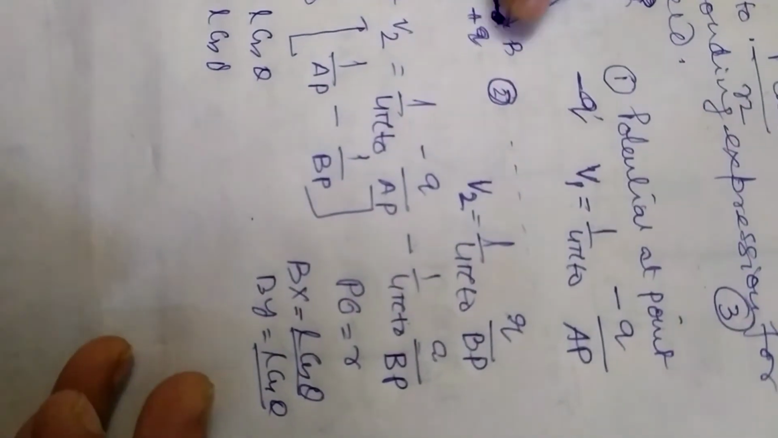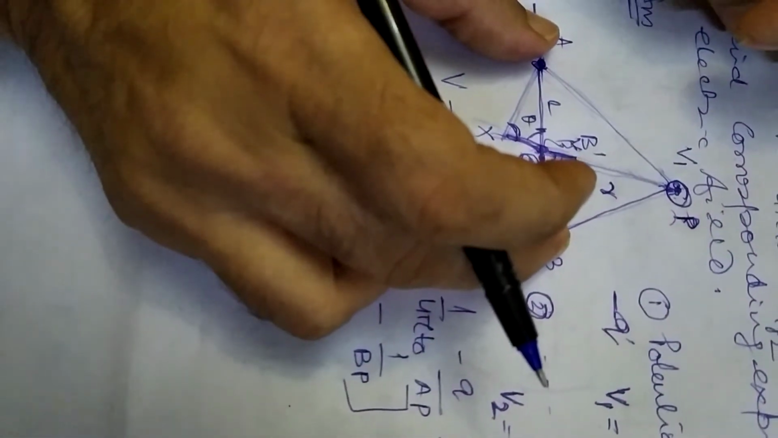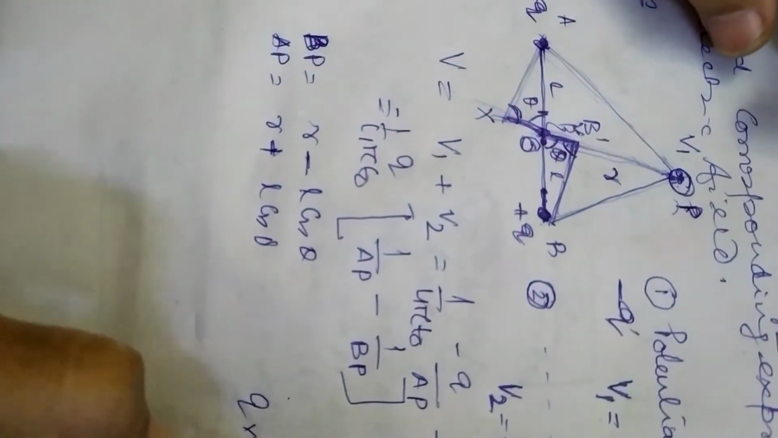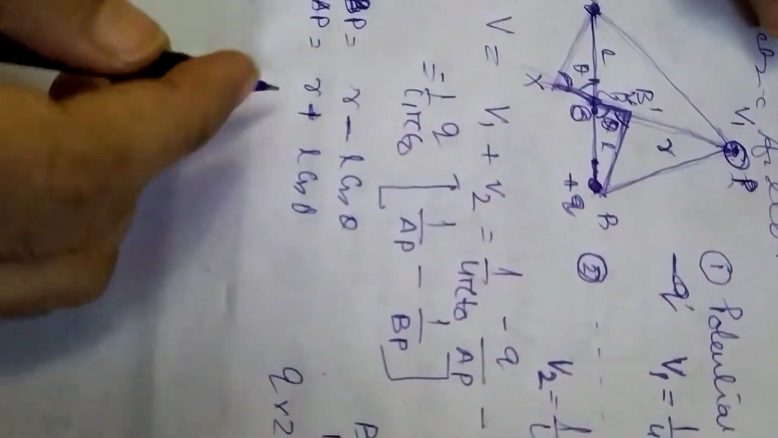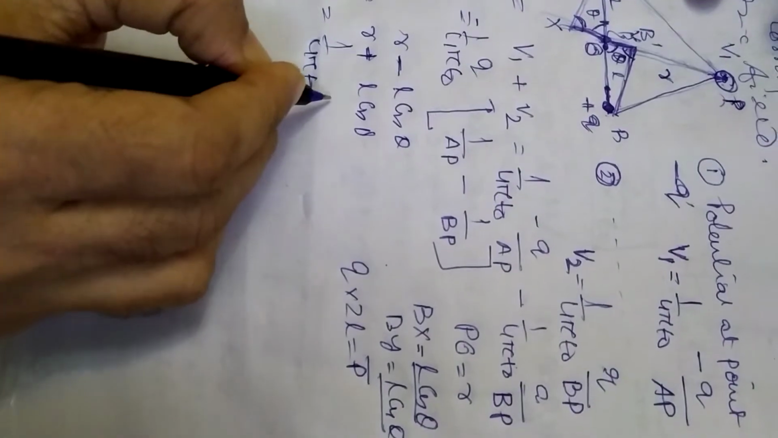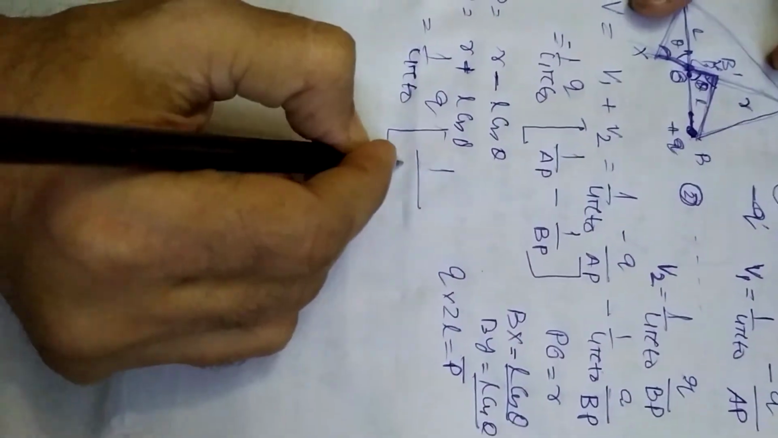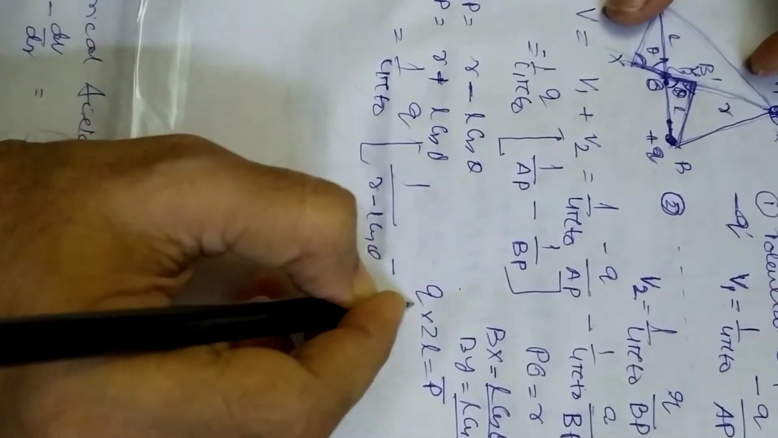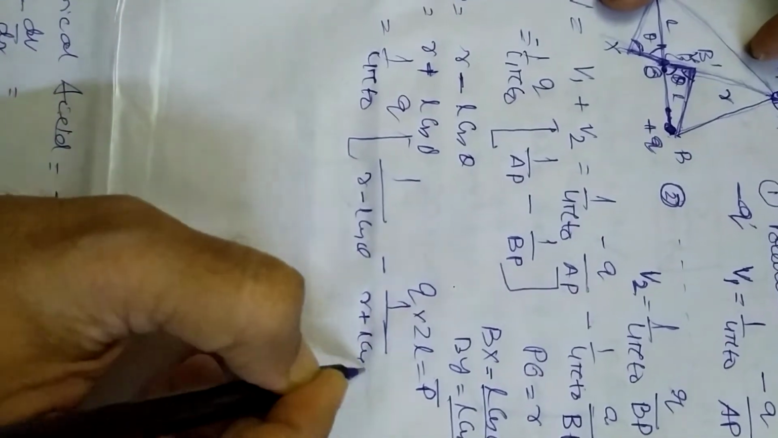I told you how L cos theta is coming. L is the half length of the dipole. So L plus L becomes 2L. We are generally taking 2L. So what can we write? Q into this 2L is equal to P, the dipole moment. So by substituting these values, 1 by 4 pi epsilon and here Q, and we are writing 1 by R minus L cos theta minus 1 by R plus L cos theta.